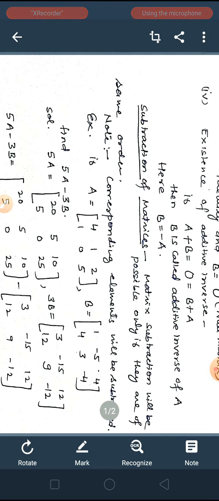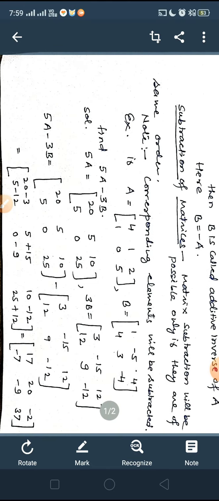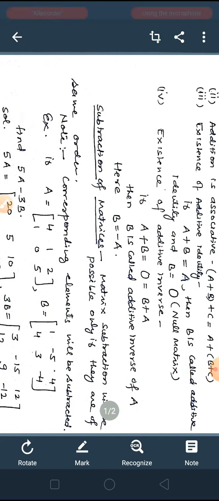Note, corresponding elements will be subtracted. This also happens with addition of matrices. So I think there is no difference between addition of matrices and subtraction of matrices. Simply, there are matrices A and B, and we have to find 5a minus 3b. First multiply a by 5 and b by 3. After that, subtract them. In this way you can get 5a minus 3b.